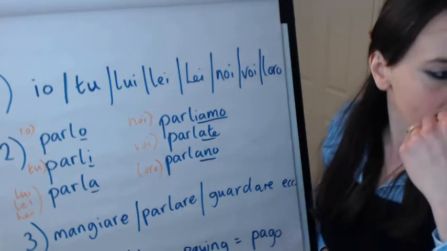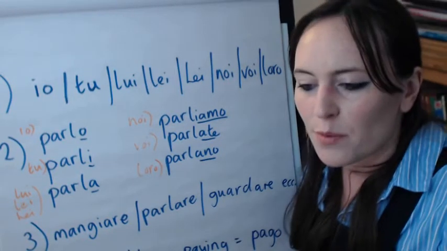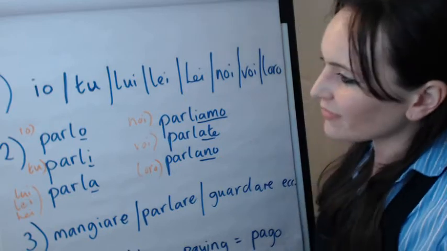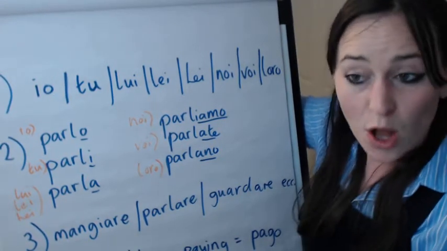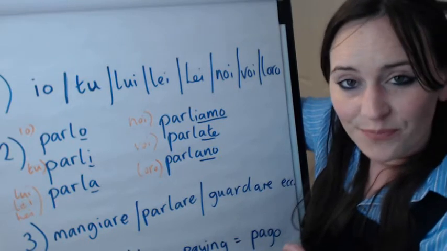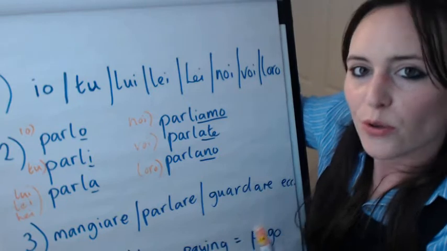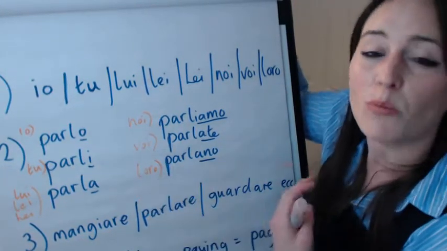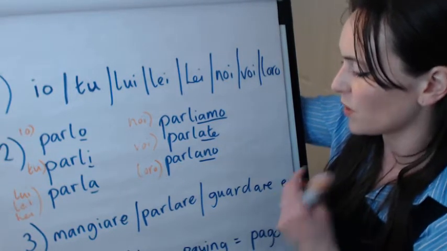Okay, let's do another one. Parlo molte lingue. Parlo. You can probably hear that that's just an O at the end of parl, which means I speak or I'm speaking. Molte lingue, many languages.